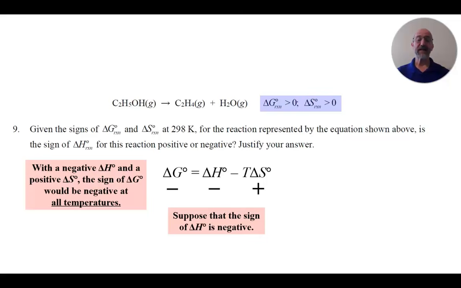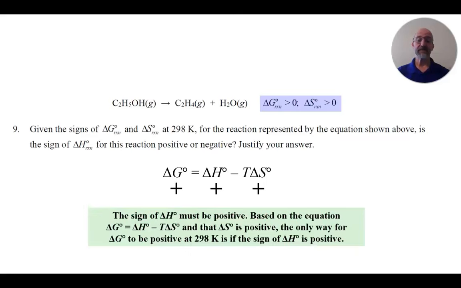So what I've just done is prove that the value of delta H cannot be negative, so therefore it has to be positive. And this is what I said for my answer for question 9. I said the sign of delta H must be positive. Based on the equation, delta G equals delta H minus T delta S, and the fact that delta S is positive, the only way for the sign of delta G to be positive at 298 Kelvin is if the sign of delta H is positive.